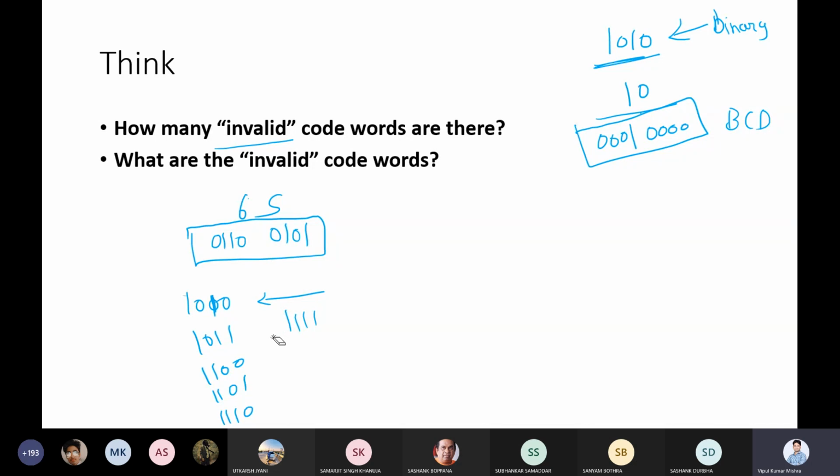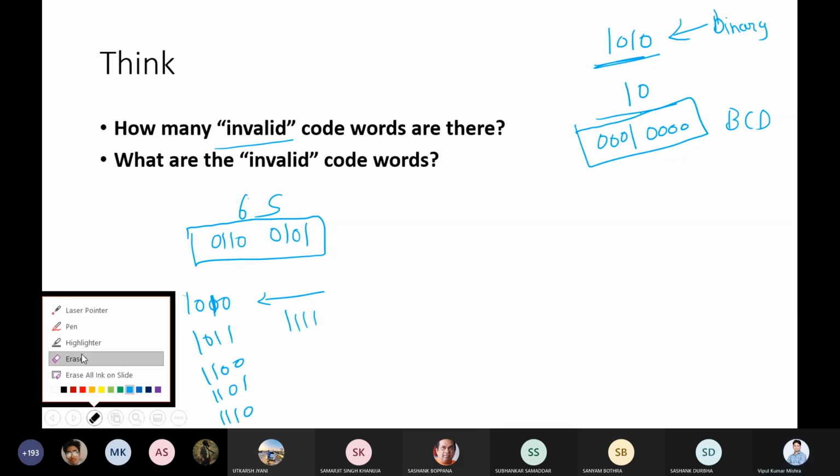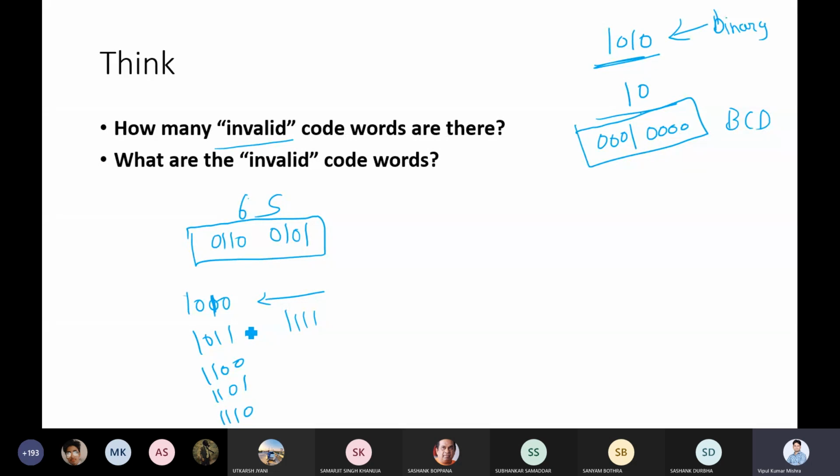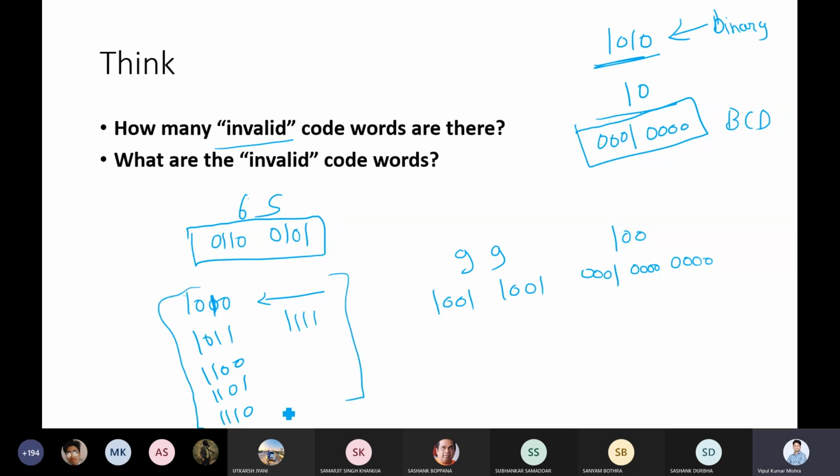Because once you represent into BCD, we do not need these bits. The maximum digit you can represent is 9, that is 1001. Here also 1001. Now once you say 100, in that case it will be 0001 0000 0000. So these bits are invalid for the BCD case. We will utilize them later. We will discuss this later.